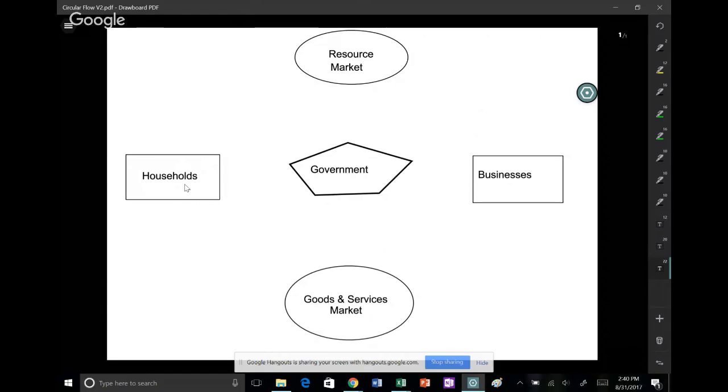Last but not least, households are going to spend income on goods and services. That's kind of the way it works. Now, businesses are diametrically opposite. They are, again, along the center line of this page, and businesses have four functions too.